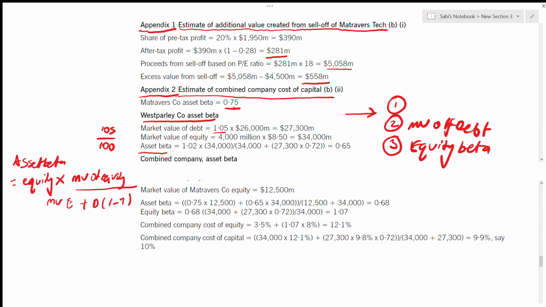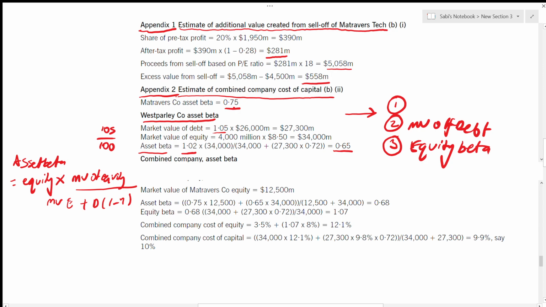What is the equity beta? It is 1.02. Multiply by 34,000, because market value of equity comes in the numerator. And then down, 34,000, market value of equity, plus market value of debt. What is debt? Debt is 27,300 multiplied by 0.72, because after tax, you have deducted the tax 28%. So this is your asset beta.